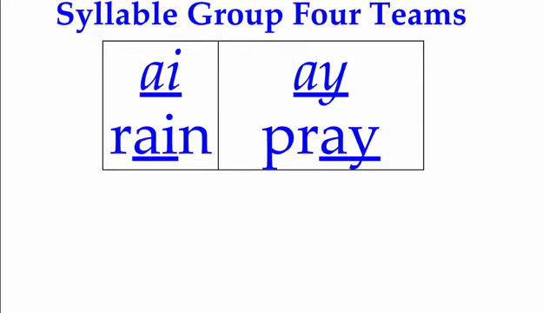First, we have AI and AY. AI, as in the word rain, represents the sound A, and AY in the word pray represents the sound A. So two vowels come together, and the first vowel represents its long sound. Normally, when you have a long A sound at the end of a word, it will be represented by the team AY. Not in the middle of the word. In the middle of the word, you would use AI.